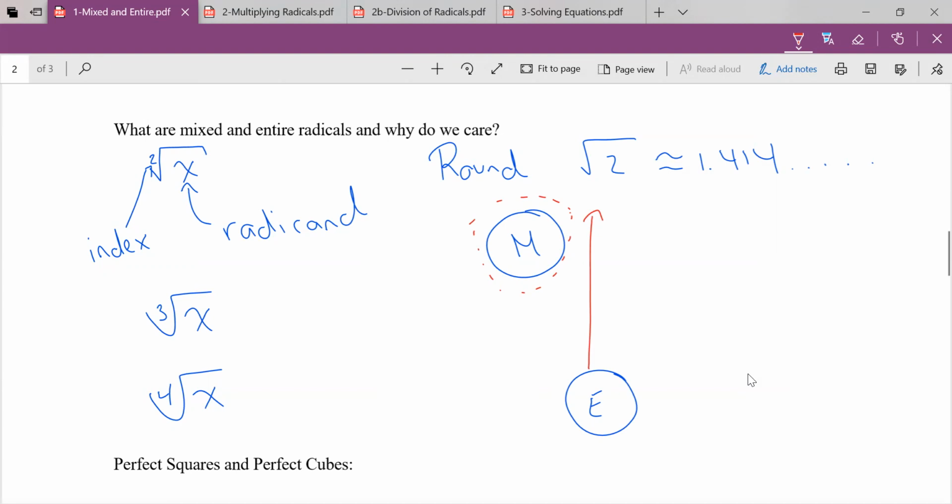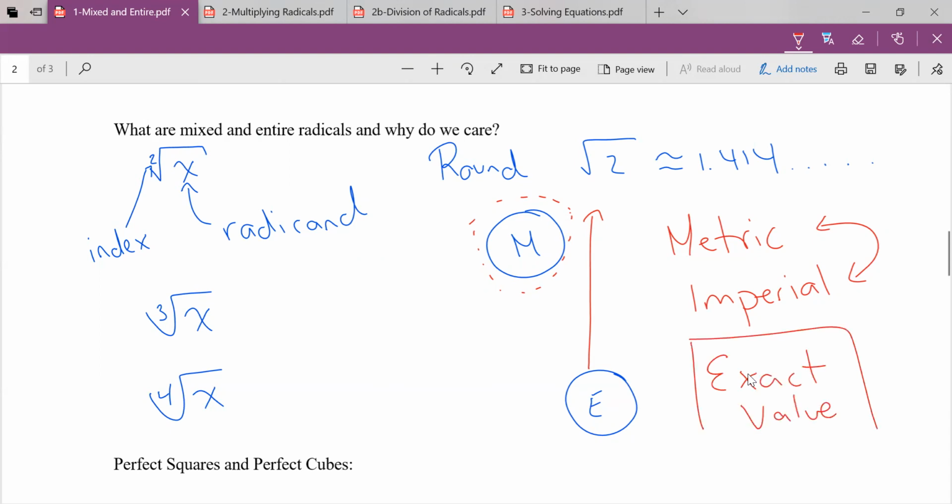Why? What happened? You had two sets of engineers in two different places, and one set was working with metric, and the other set was working with imperial. There was an issue converting between the two. When you start rounding or truncating numbers like that, you're going to end up with issues when we start talking about really large numbers. So why do we care? Because we want exact values. Whenever you see the term exact value, you know you're expecting a radical without decimals.